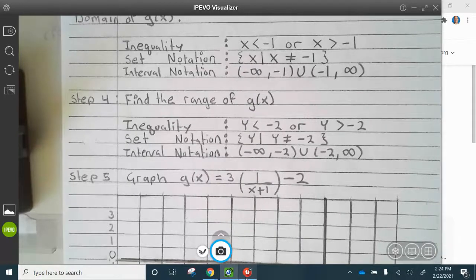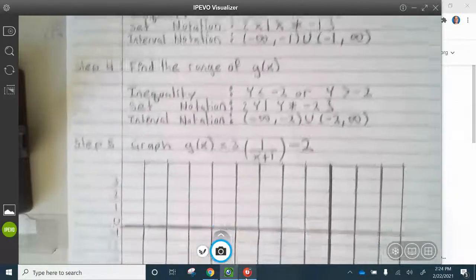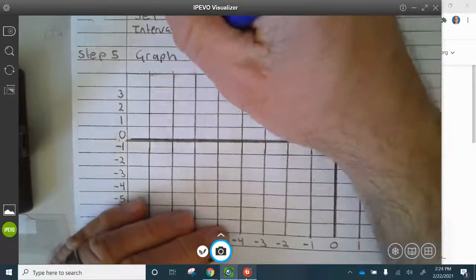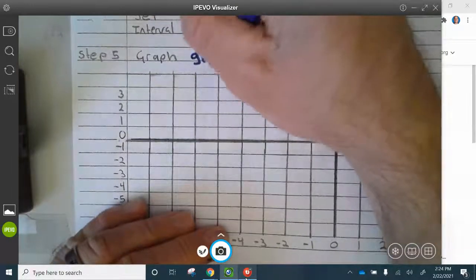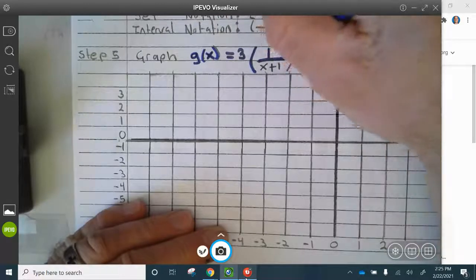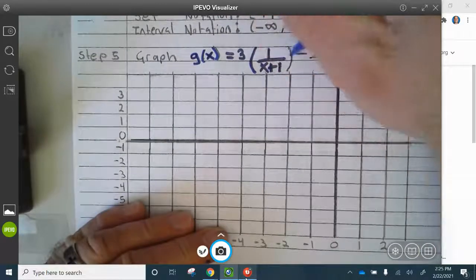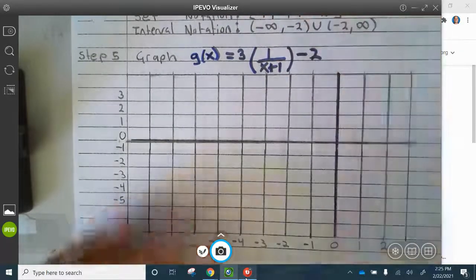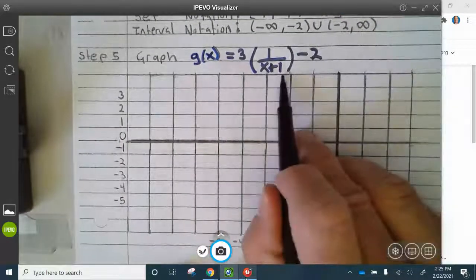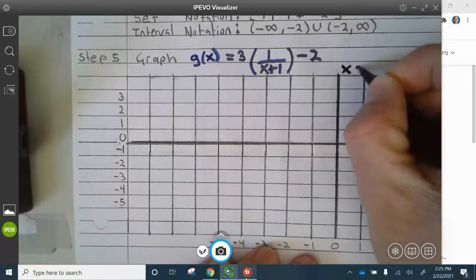3, parentheses, minus 2. Now, we first need to find the asymptotes, and we ask ourselves, what do you add to 1 to give you 0? Well, x equals -1, and then we know that y equals -2 is our horizontal asymptote. So x equals -1, we have a vertical asymptote right here, and y equals -2.